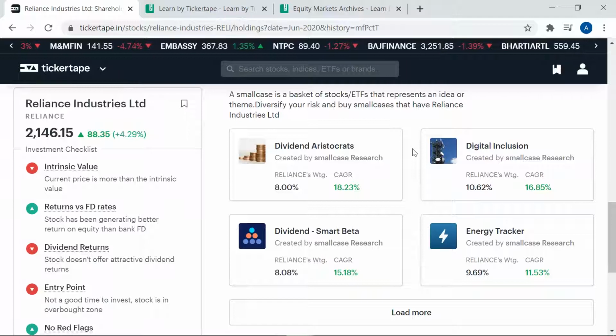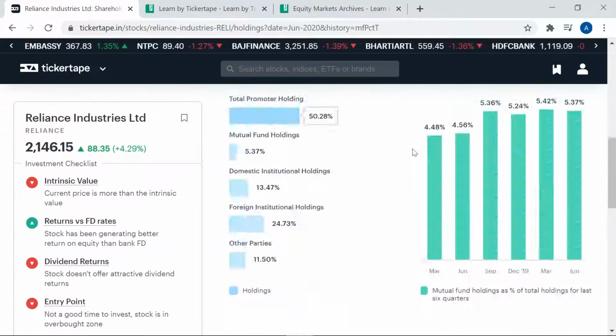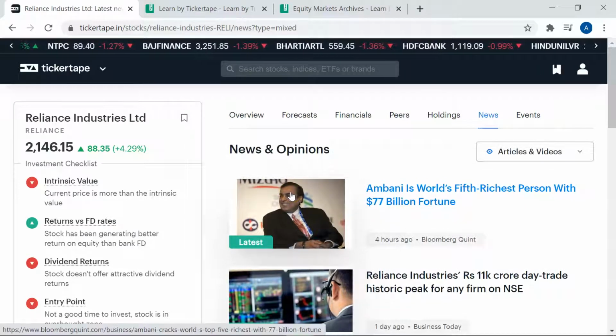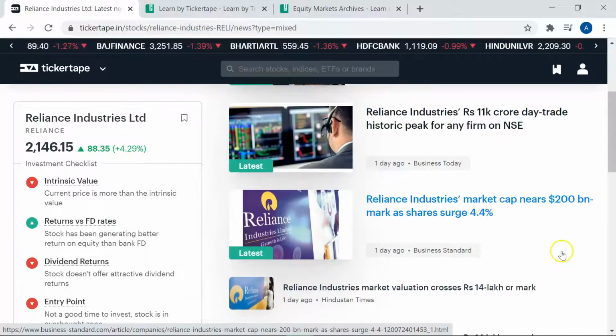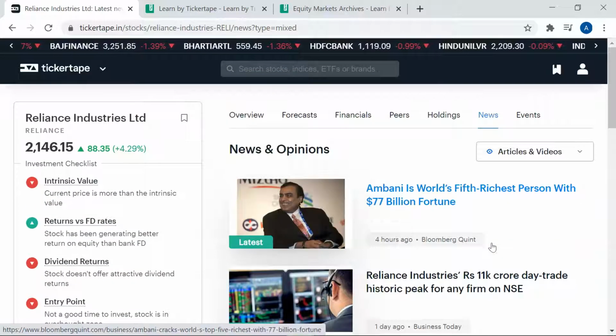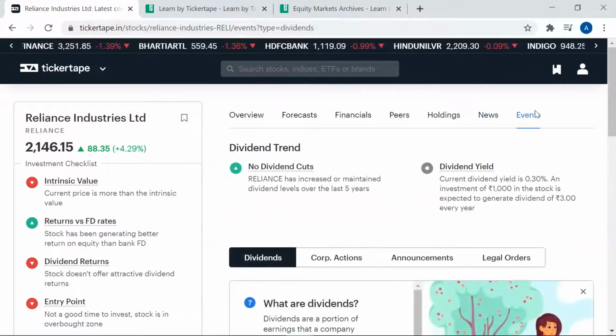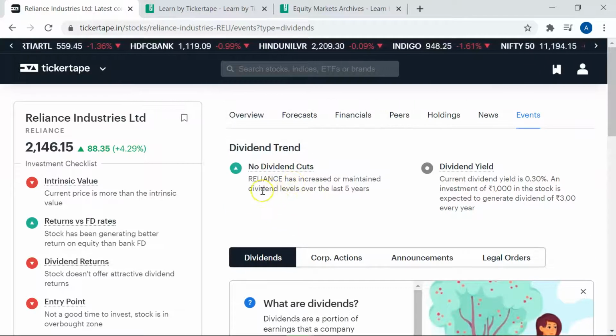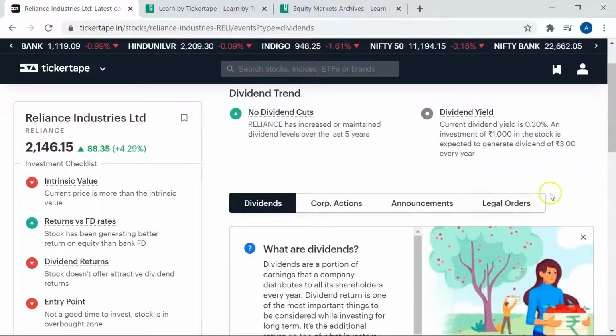So these are the Smallcases. A Smallcase is a group of investments wherein together you can invest in some, say, gold funds, ETFs, some stocks. So all the news related to Reliance Industries you can get at one shot, in a single place, so that you can make your investment decisions better. Even the dividend yield: if you see the dividend trend chart, Reliance has kept on increasing the dividend over the last 5 years. The dividend yield is around 0.3% on average.